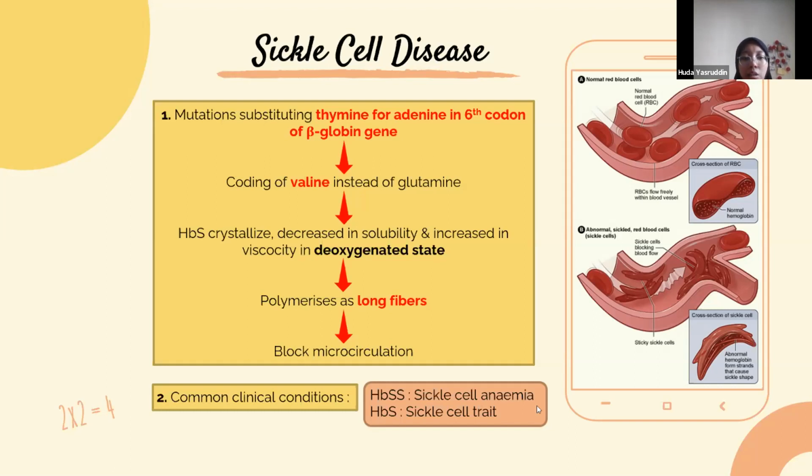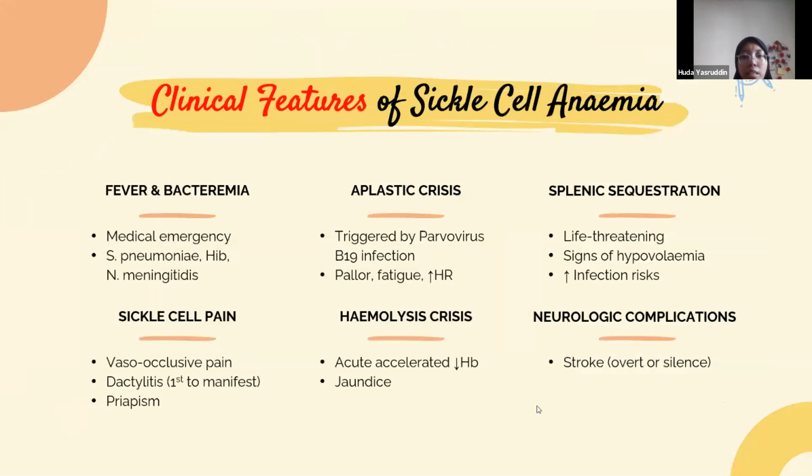So the common clinical conditions: the first one is HbSS, which we call sickle cell anemia. This one is the most common in patients with sickle cell disease and the most severe form. HbAS is only the sickle cell trait, which means that only one beta globin gene is affected. For the clinical features of sickle cell anemia, usually patients come with very severe, life-threatening symptoms.